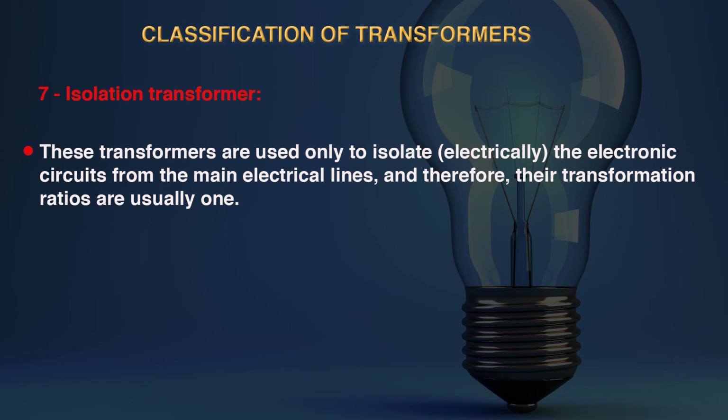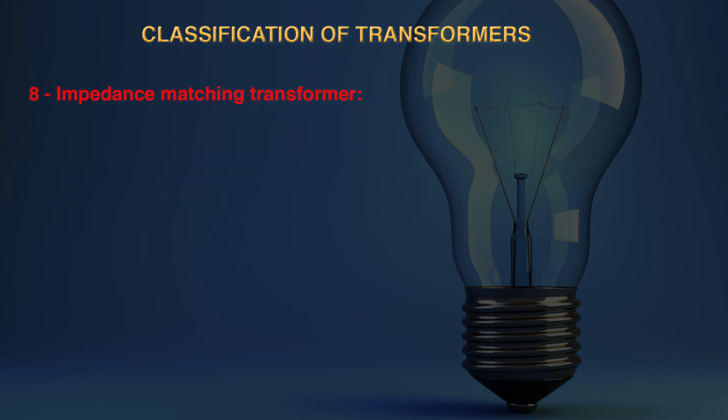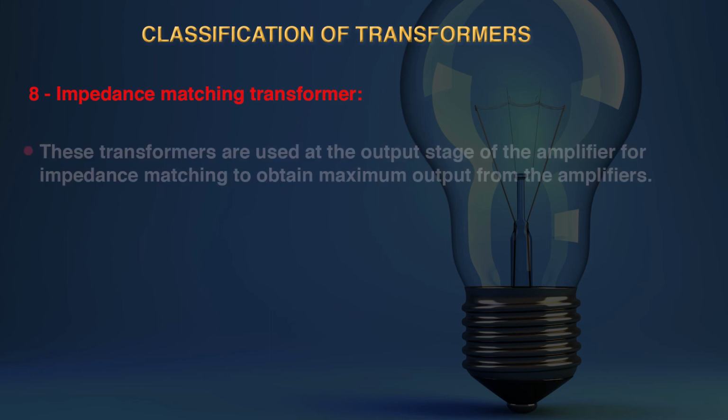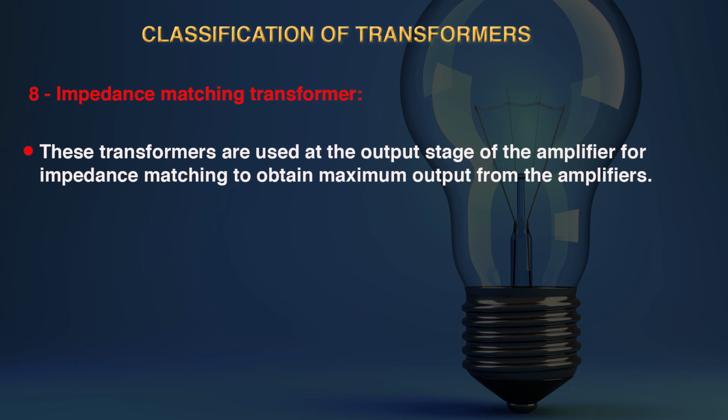The last category of transformer that we are going to discuss is the impedance matching transformer. Impedance matching transformers are used at the output stage of an amplifier for impedance matching to obtain maximum output from the amplifier.